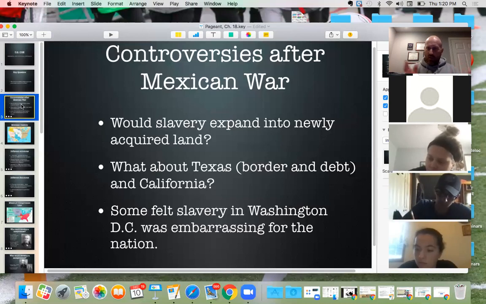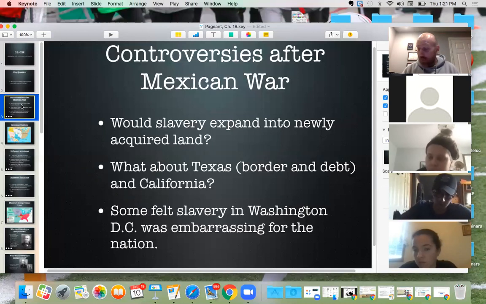Once again, which states should be slave or free? Texas wants to be bigger than it is now. Texas was claiming parts of New Mexico and other regions. It had also developed a large national debt. When Texas was independent, after the war for Texan independence, they had developed a large national debt. And there was a question, okay, who's going to handle that debt?